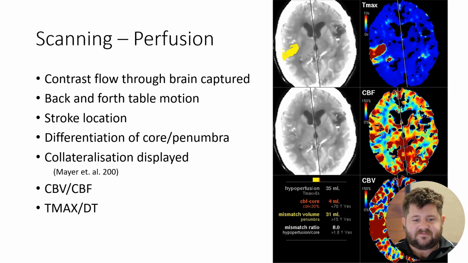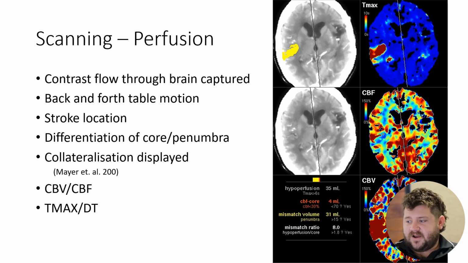Perfusion maps are created, and they're similar to what I've displayed here on the side. They show cerebral blood flow, cerebral blood volume, time max, and a delay time. Cerebral blood flow, which we can see here, indicates how much blood flow is getting to the area. So if there is no or minimal flow to that area, this tissue will be at risk.